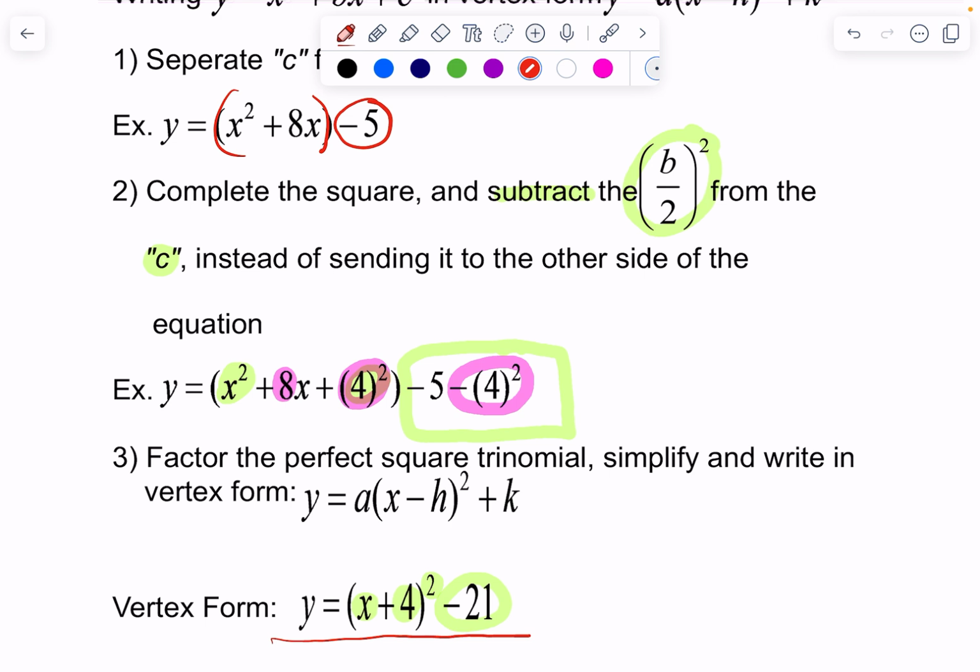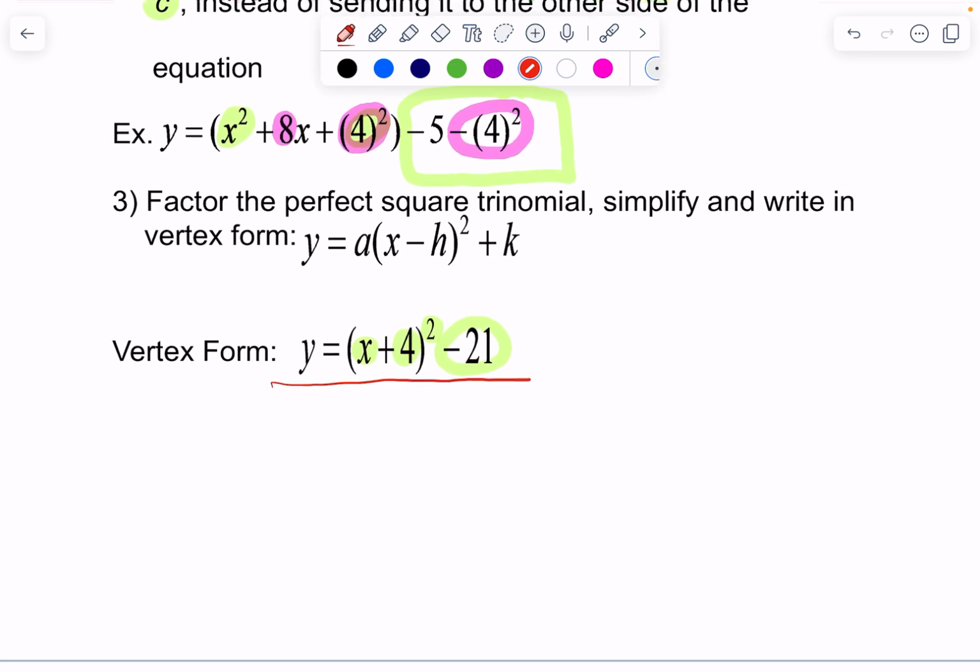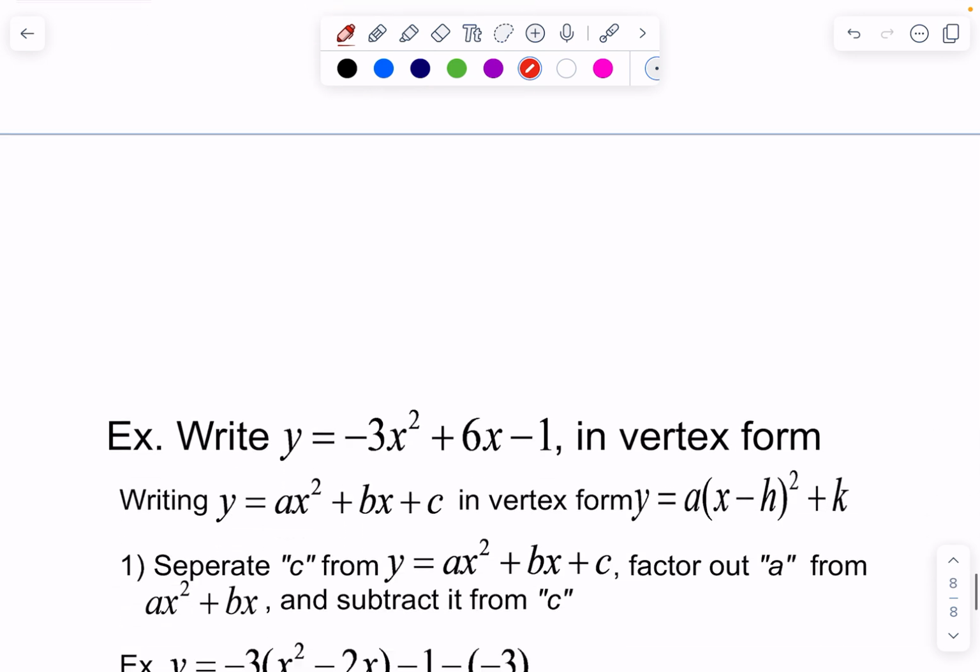Now from here, I know that my vertex is -4, -21, and my y-intercept when x is 0 is 4 squared, which is 16 minus 21, so that's 0, -5. Now I can graph both of those, graph the mirror image, and voila, we're done.